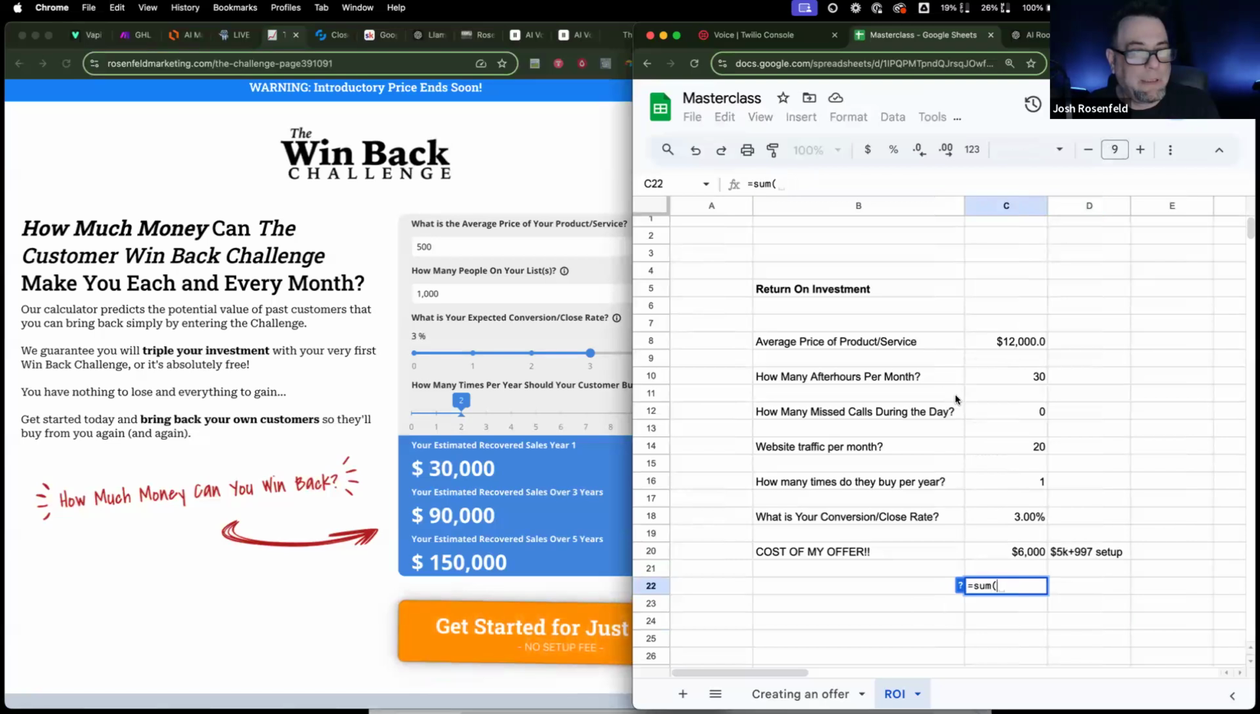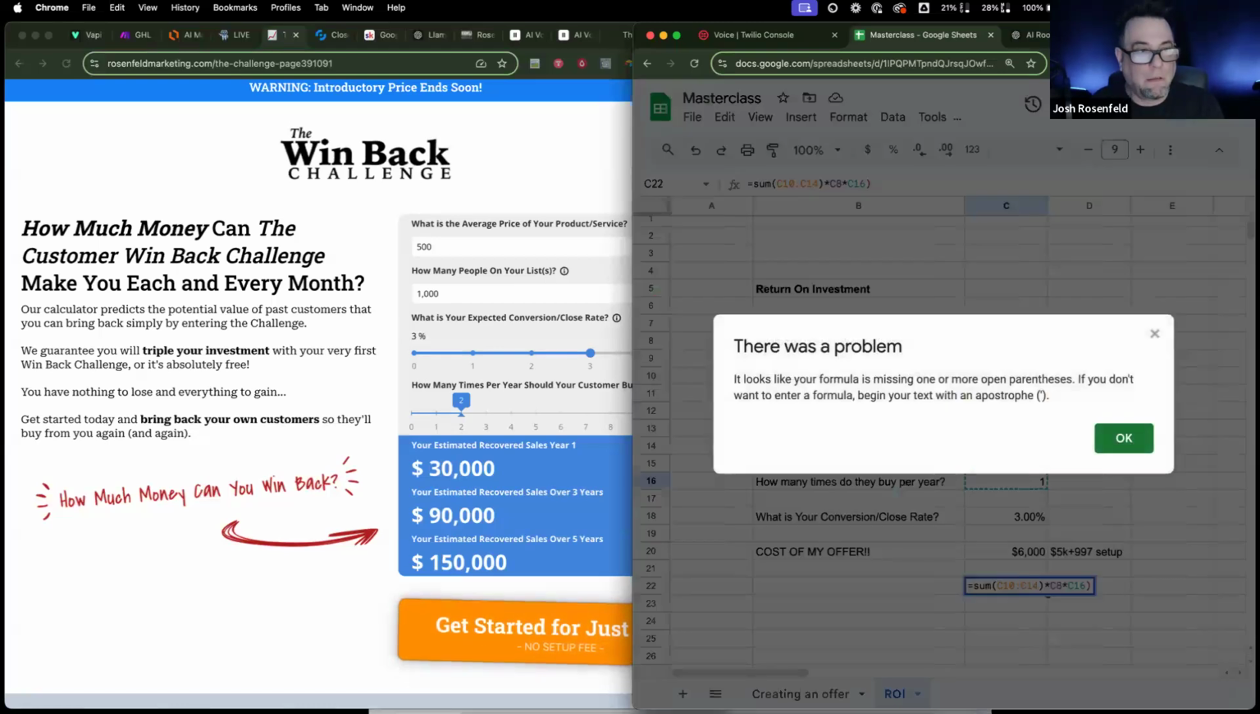I want to find out how many calls they are missing. So I want to do the sum of these three things, and I want to times it by the cost, and I want to times it by how many times a year they buy, right?